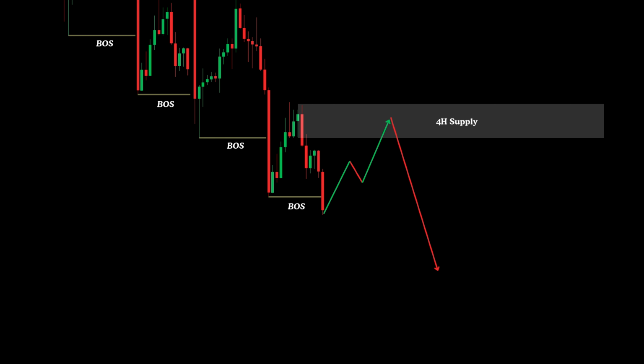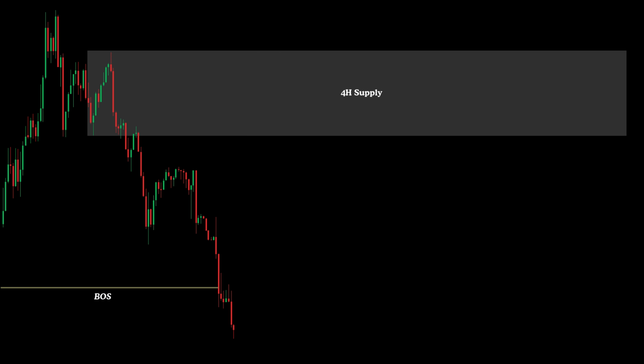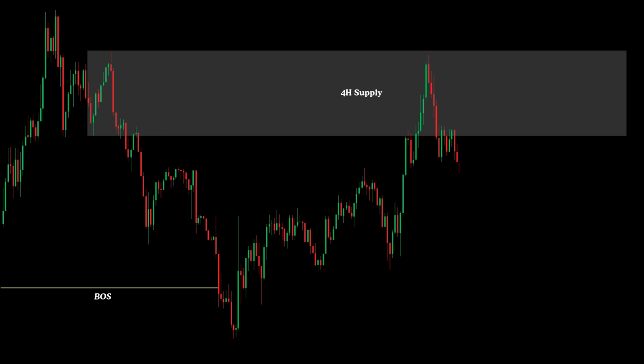The next step is simply to switch to our main time frame, which in this case is the 15-minute chart, to get a clearer view of the price action and wait for price to tap into this 4-hour unmitigated supply. Now, let's unfold the chart and see what happens next.